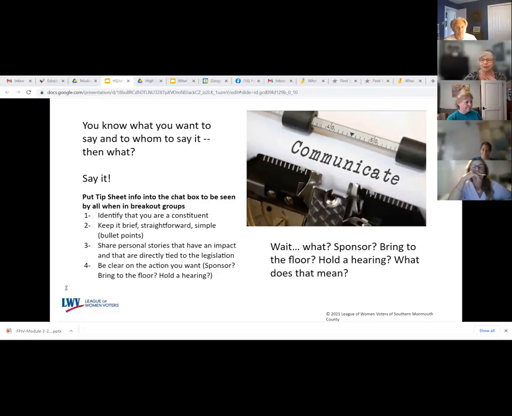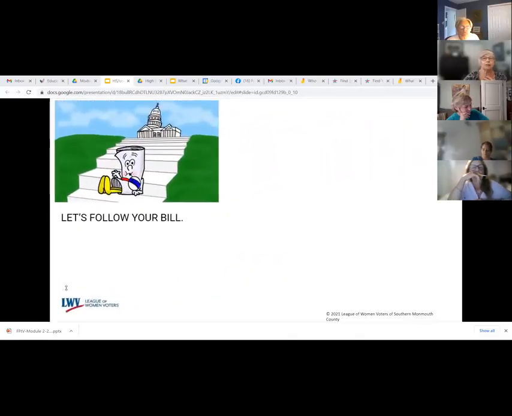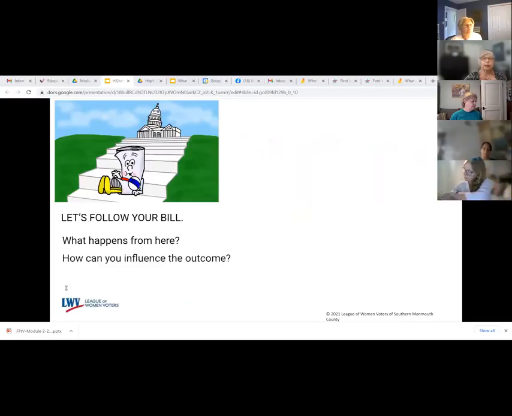Okay, so down on the screen, you see, wait, what, sponsor? You know, you can do all of this. Hold a hearing, what does that all mean? All right, so let's follow. Let's say the person you wrote to is going to write a bill for you. You've gotten the sponsor on both sides of the aisle. And so what happens from here? Communicate, communicate, communicate. You'll be doing a lot of that.